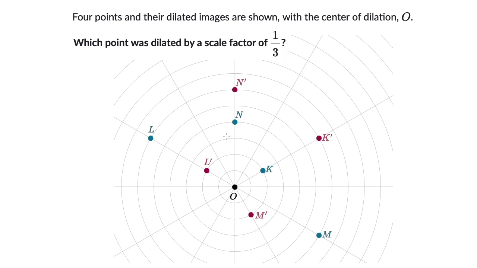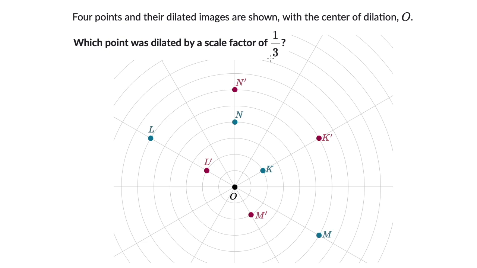Okay, now let's look at the points. The typical way that people do this is whatever the point is, after the dilation, they'll call that same point with the same letter and then put a little prime here. So for example, N has been dilated in some way to N prime. Now we want to identify which one was dilated by a scale factor of 1/3.